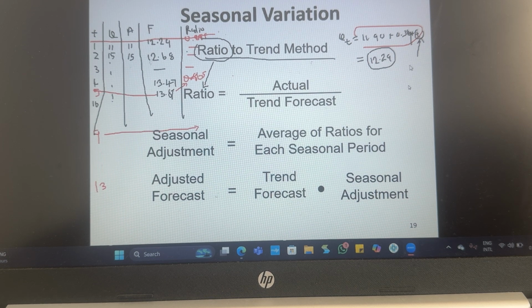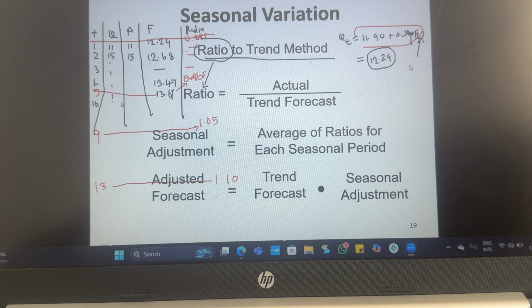Okay, sir. The ninth ratio I got was 1.05. 1.05. Yeah, but it could be a little deviated. Okay. Number 13 as well. 13 is 1.1, sir. 1.1. Okay.